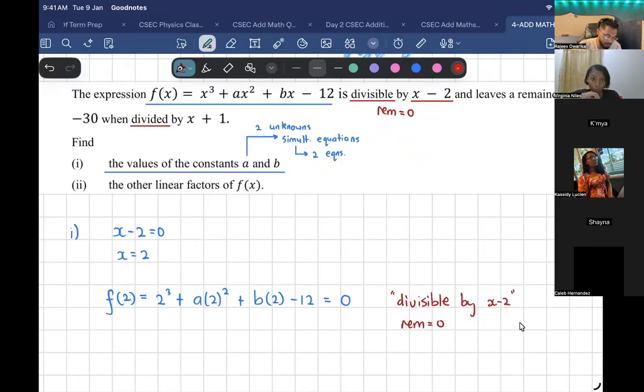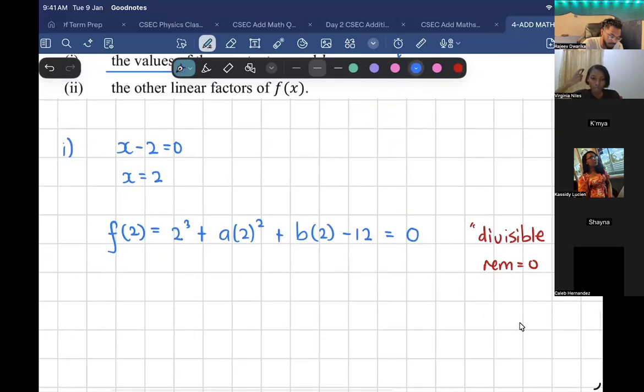Yes, sir. All right, let's simplify this and form a proper equation. What's 2 cubed? 8. 2 to the power 2, that's 4. That'll be 4a plus 2b minus 12 is equal to 0. Caleb, help me simplify that. Do you see any like terms there? 8 and minus 12. What is 8 minus 12? Minus 4.